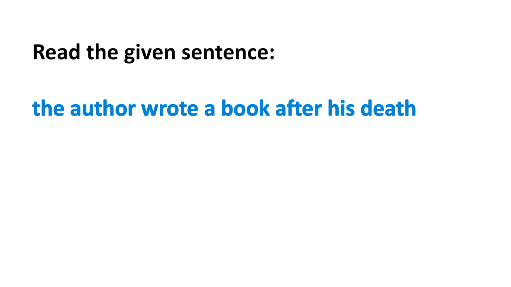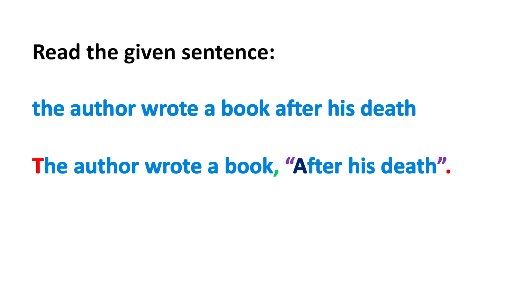Okay, now let us see this sentence with punctuation marks. The author wrote a book, After His Death. Students, now you understand the meaning. The author wrote one book. The name of the book is After His Death. Now I believe you all understand the use of punctuation marks, isn't it?